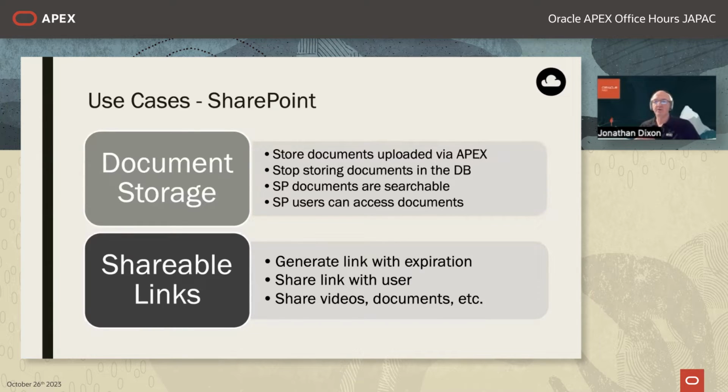So in SharePoint and OneDrive, you can generate a link that expires in a certain period of time, where you can call APIs to generate those links. So from your Apex app, you might share a link to a video that somebody can use for a day or something like that. So you can share documents without having to give them a login to SharePoint.